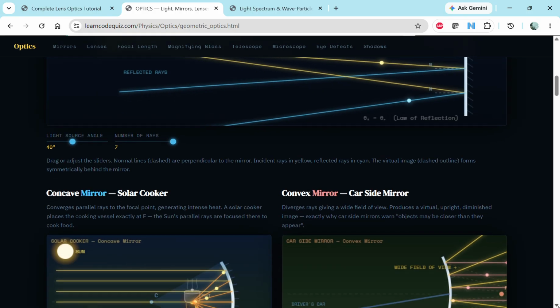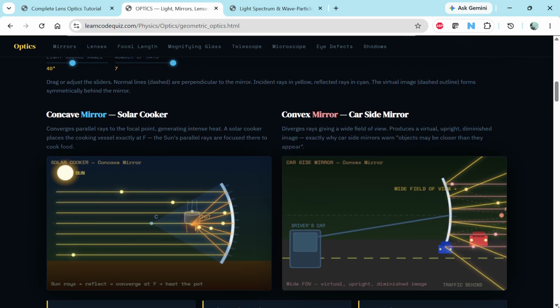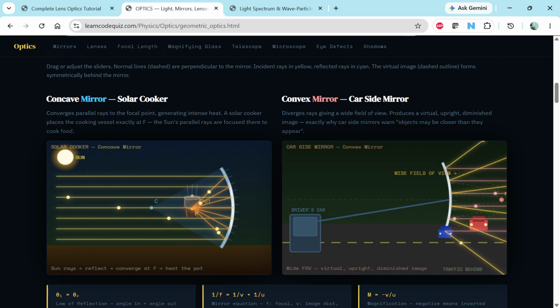Now let's come to the concave mirror. It's the same mirror we are talking of still, but instead of a flat mirror, now we have a concave one. And when parallel rays, say sun rays, come in, they converge at the focus. If you keep a cooker at the focus, then it heats up because all the light gets concentrated onto that focus. So your food gets cooked.